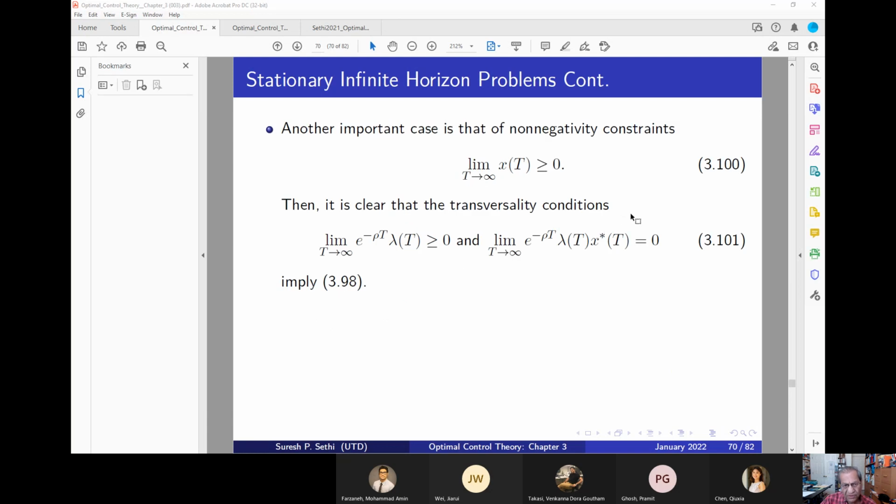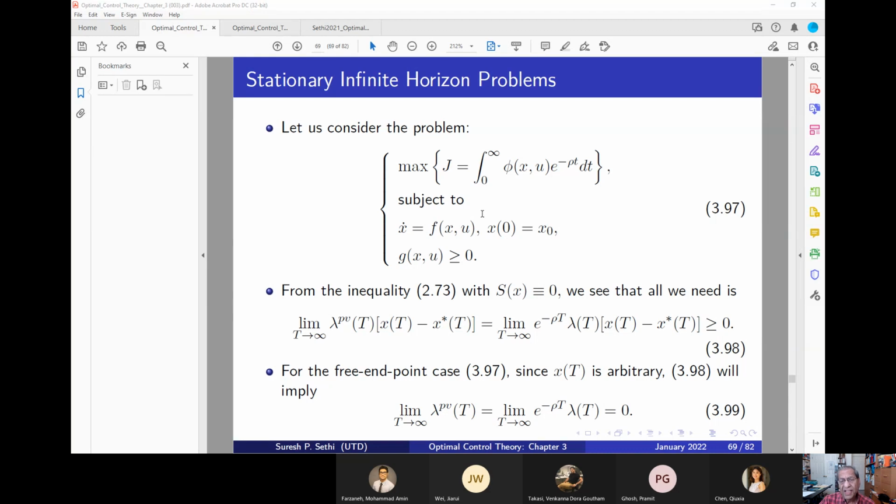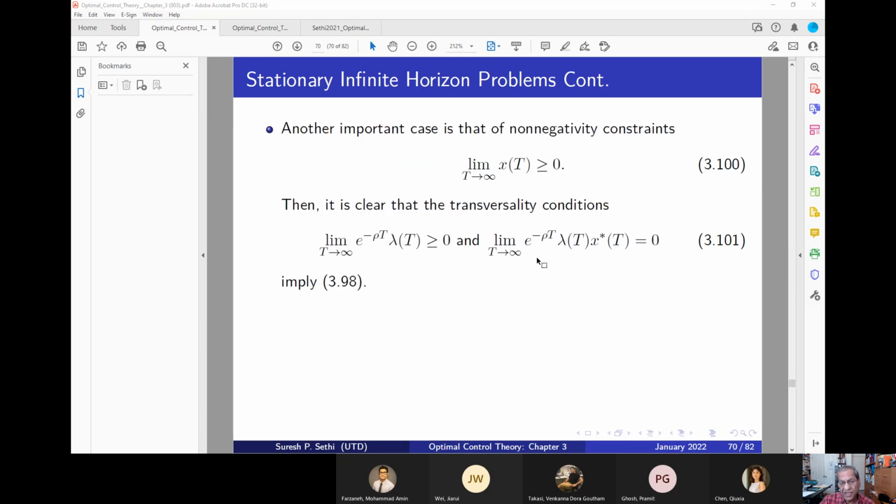So these are some of the conditions. If it's a non-negativity condition with xt bigger than or equal to 0, then we will have a transversality condition here. So all I'm saying is that if I'm given this problem, then some of the conditions that we have here can be easily translated into infinite horizon problems, and we can again use the maximum principle.